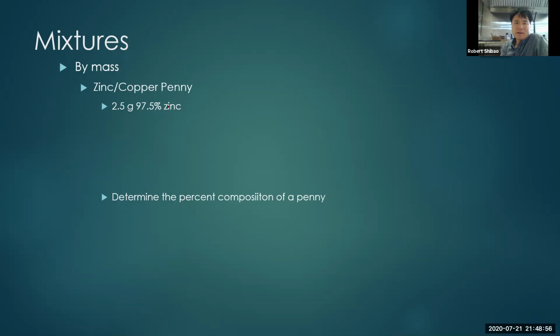Mixtures mean an extra step because the stoichiometry map is going to look like this now. We'll have grams of mixture, and then we want to go from grams of mixture to grams of A, this would be pure A. So we need the percent composition by mass. If we have the percent composition by mass, then if we have 100 grams of mixture, we know how many grams of A there are. And then we could go to moles, etc.